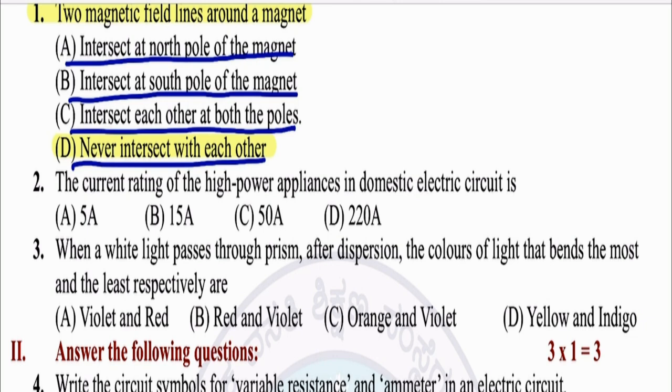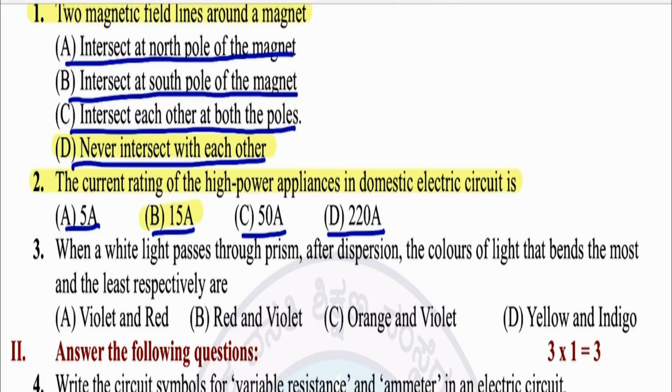Question number 2. The current rating of the high power appliances in domestic electric circuits is option A 5 ampere, option B 15 ampere, option C 50 ampere, and option D 220 ampere. Correct answer is option B 15 ampere. Let's go to the third question.